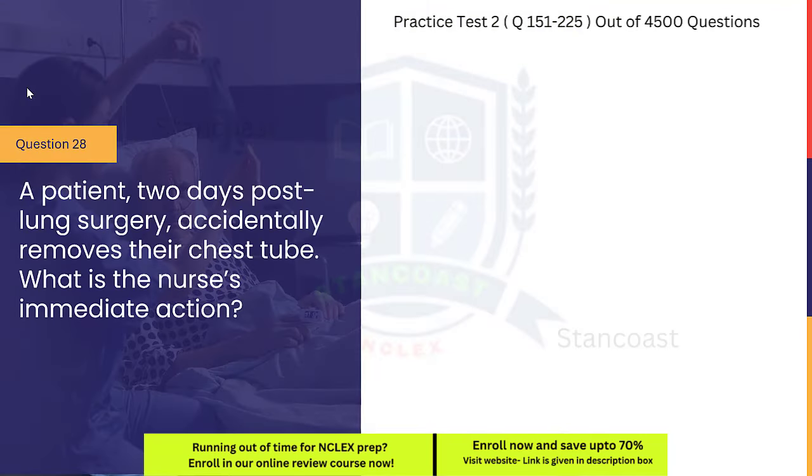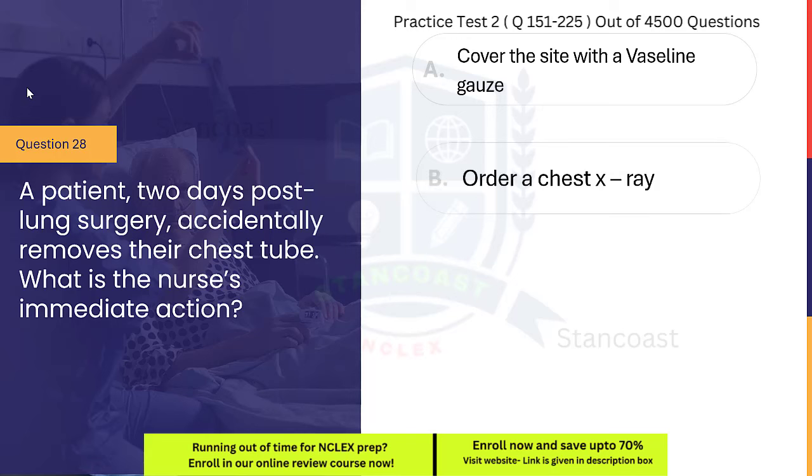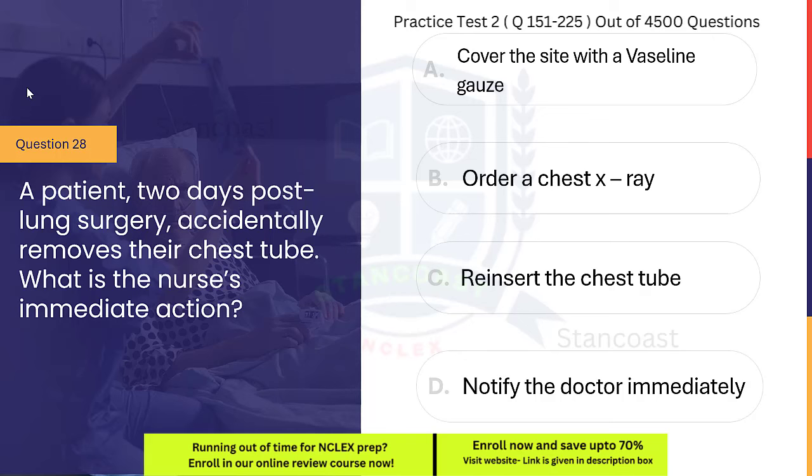Let's move on. A patient, 2 days post-lung surgery, accidentally removes their chest tube. What is the nurse's immediate action? A. Cover the site with a Vaseline gauze. B. Order a chest X-ray. C. Reinsert the chest tube. D. Notify the doctor immediately. Think about the priority in preventing complications. The correct answer is A.